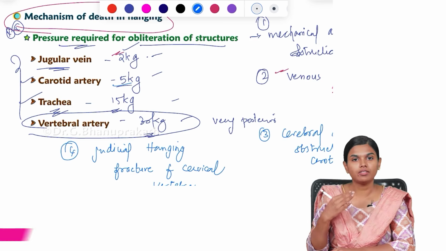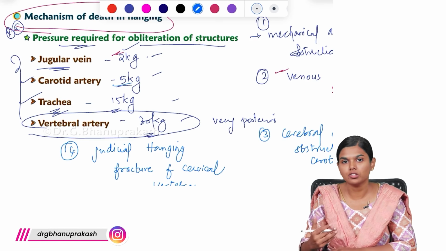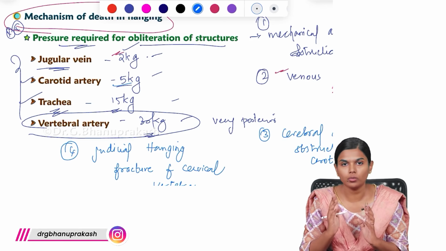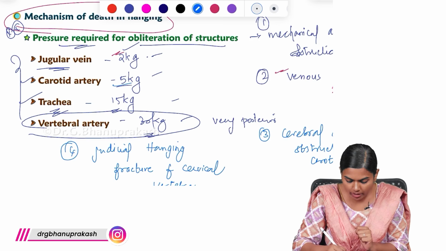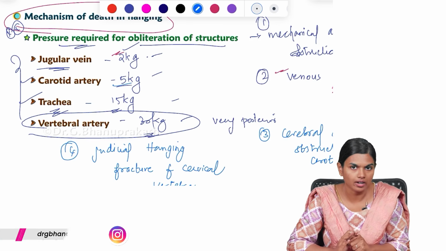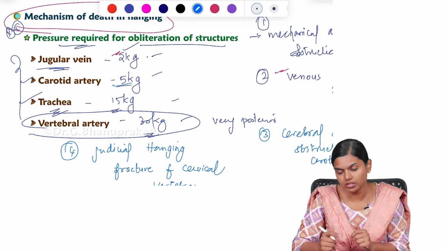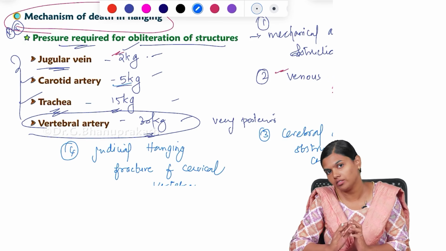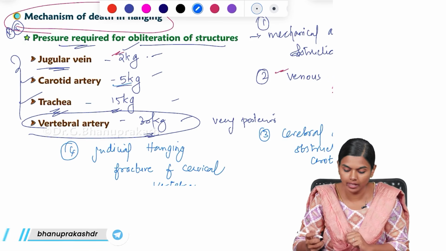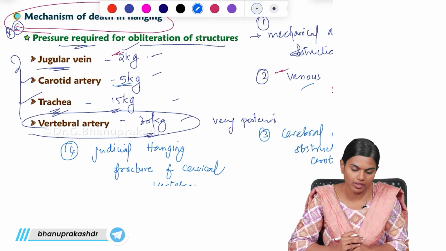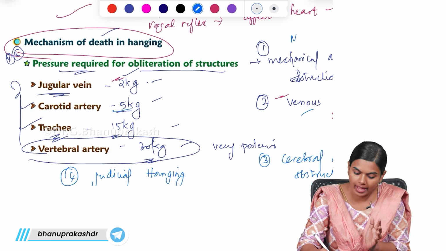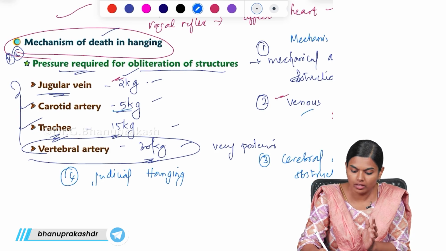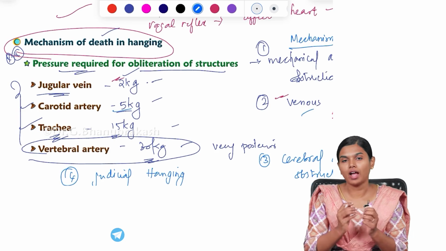You have the cervical plexus, right? The cervical sympathetic system, everything is present over the neck. So when the cervical system is activated, you can get vagal inhibition of the heart. When the death is very instant, this vagal inhibition of the heart is very common. If it is a partial hanging, venous congestion is very common. So these are the 5 mechanisms through which death happens in case of hanging.